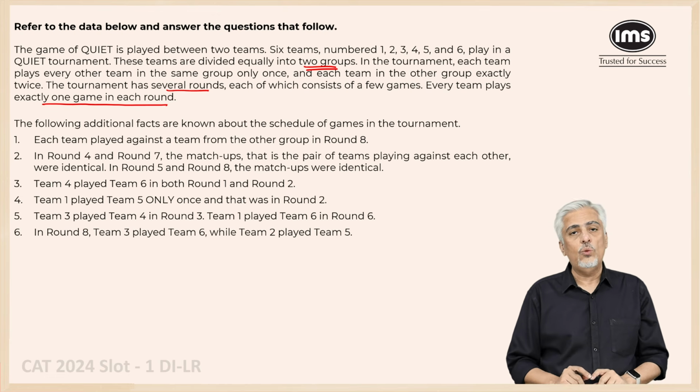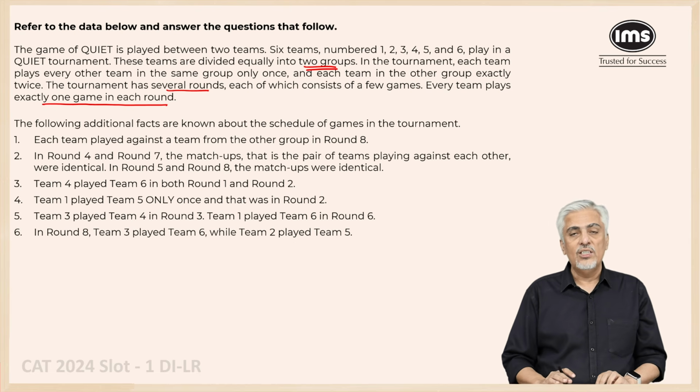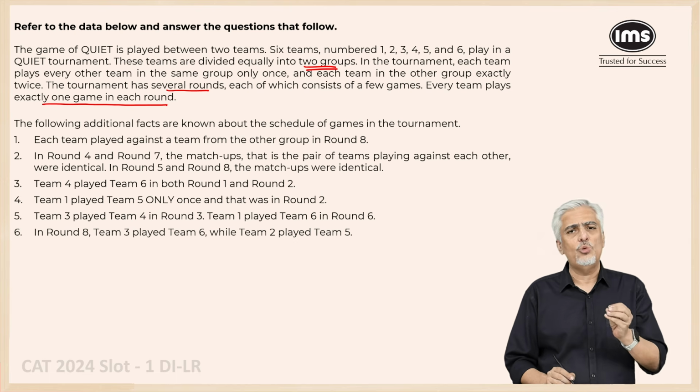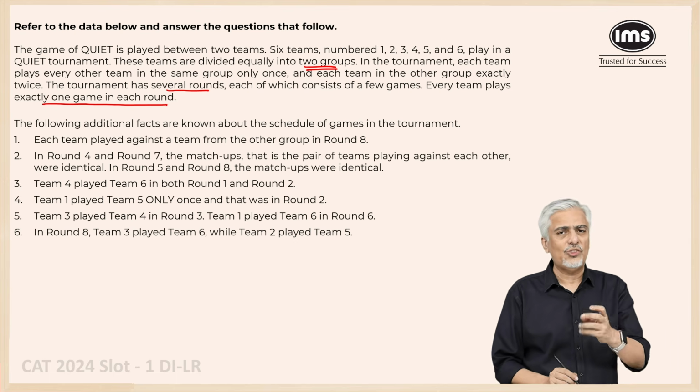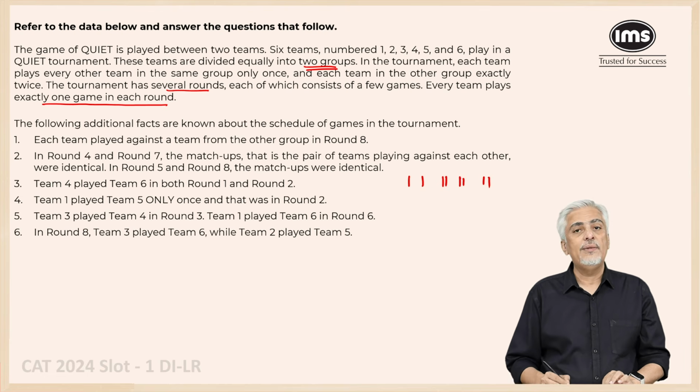So, how many rounds can I first figure out that? Because there's also one question around that straight away. So, that will be good. So, suppose if I am team 1 and let's assume the first group is 1, 2, 3 and the second group is 4, 5, 6, just for understanding. Which means 1 will play against 2 once, against 3 once. But against 4, 5 and 6, it will play 2 times.